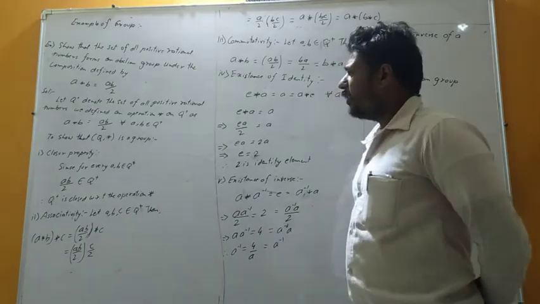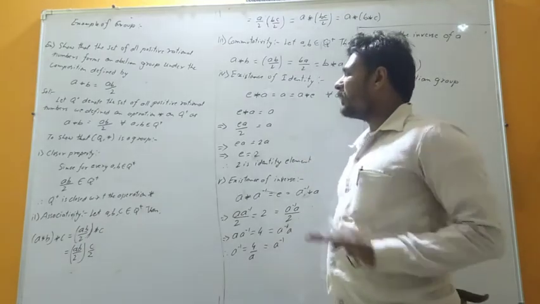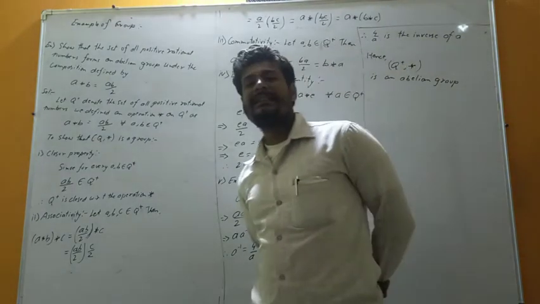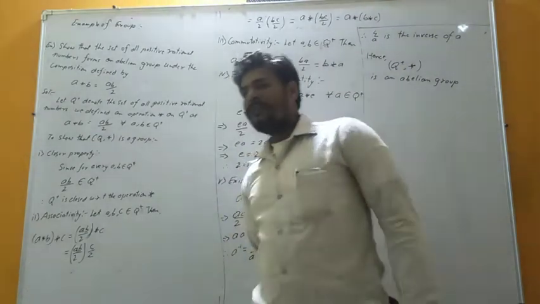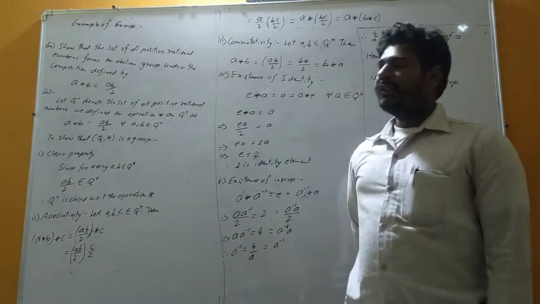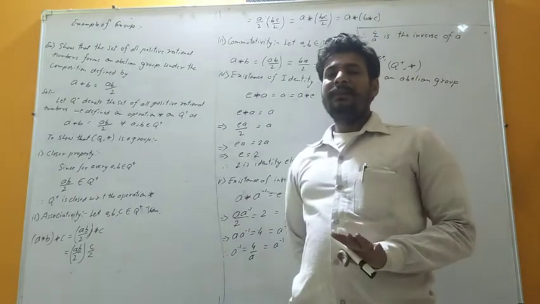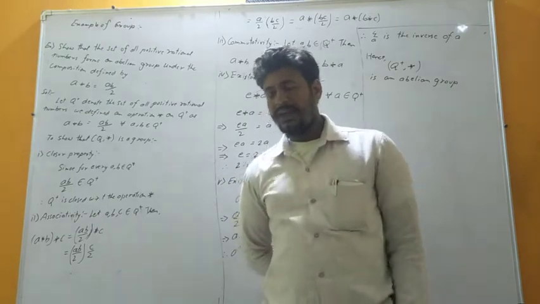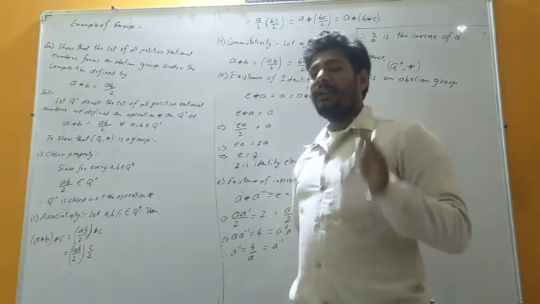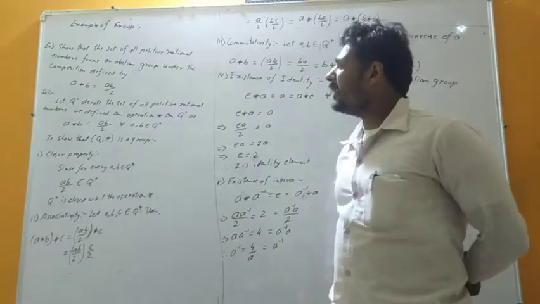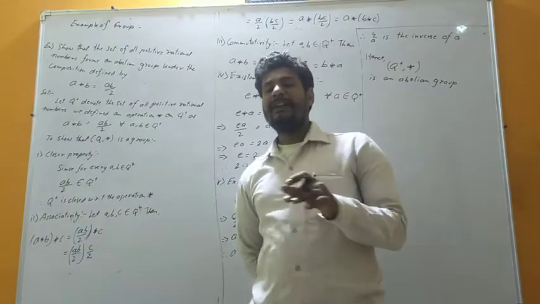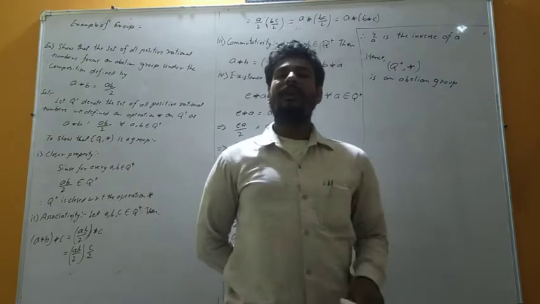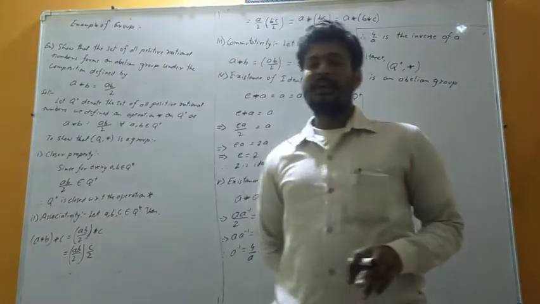These are mainly four properties: closed property, associative property, existence of identity and existence of inverse. If these four properties are satisfied, we say that the given algebraic structure forms a group. If one more property, the commutative property, is also satisfied by that set, we call it an abelian group or commutative group.